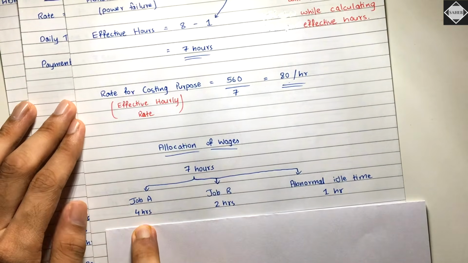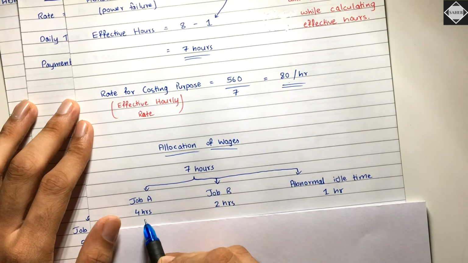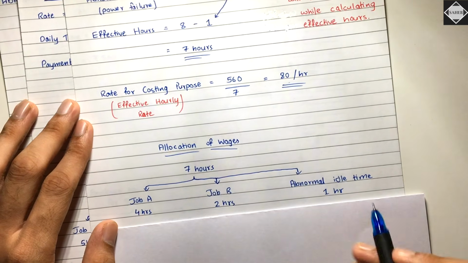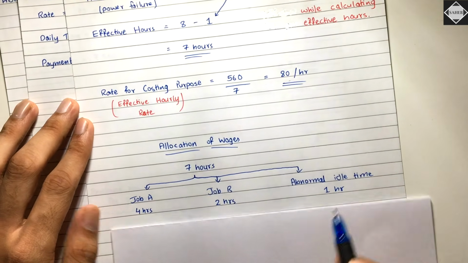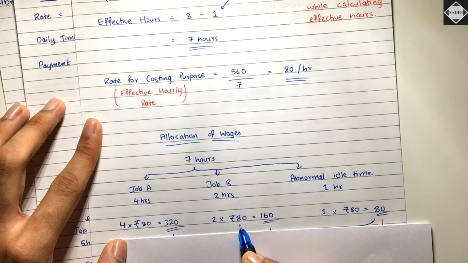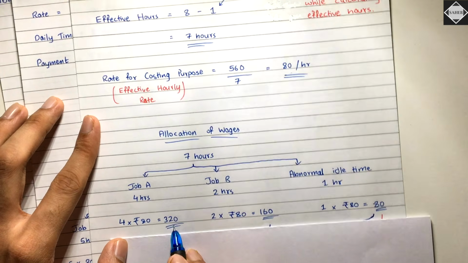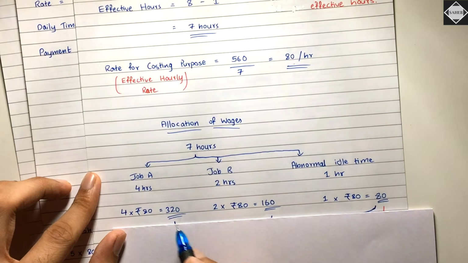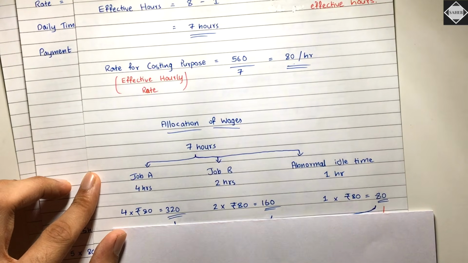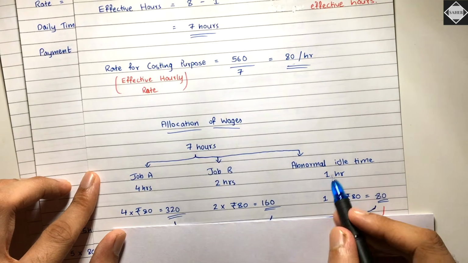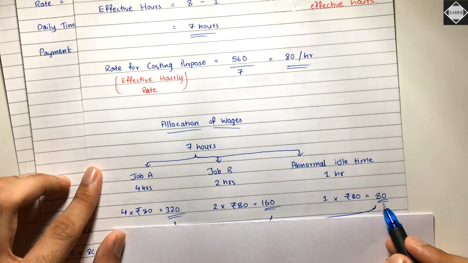So job A 4 hours. As I said, power failure happened on job A. So on job A he has worked for 4 hours. On job B 2 hours. And abnormal idle time 1 hour, right? So now 4 into 80, that's 320. 2 into 80, that's 160. Is it clear? From the customer of job A, we will recover 320. And from the customer of job B, we will recover 160. Is that clear? And then abnormal idle time 1 hour, 80 is there.